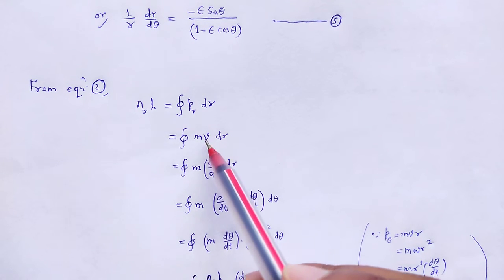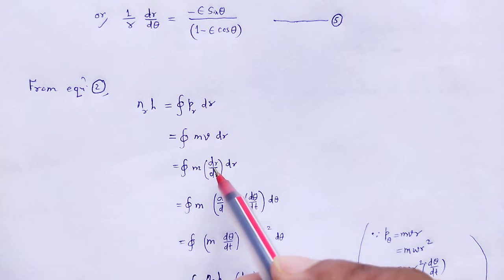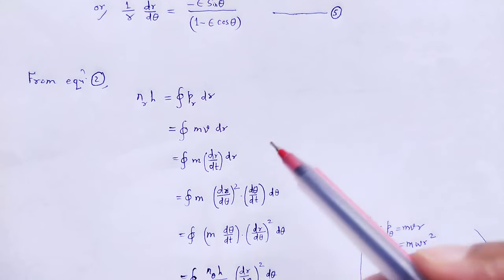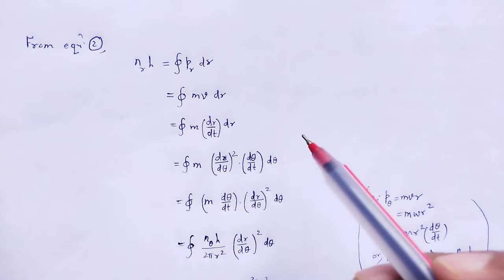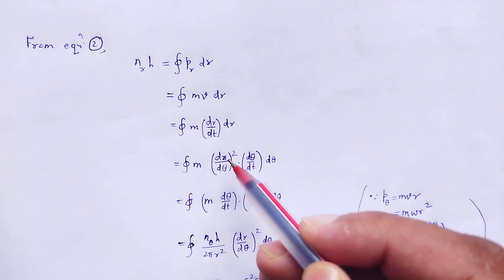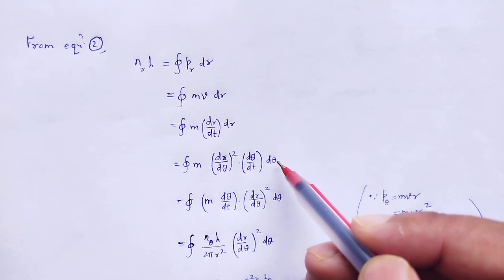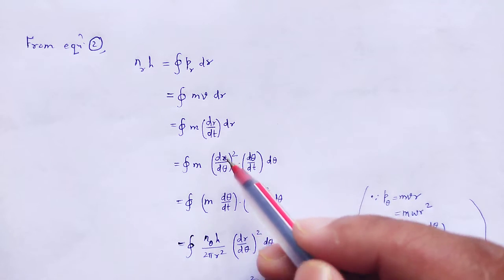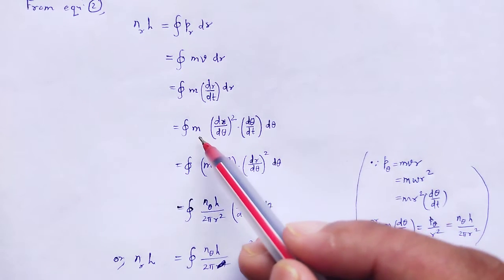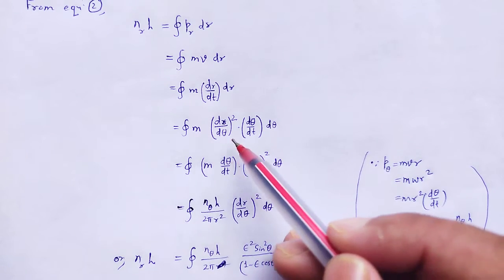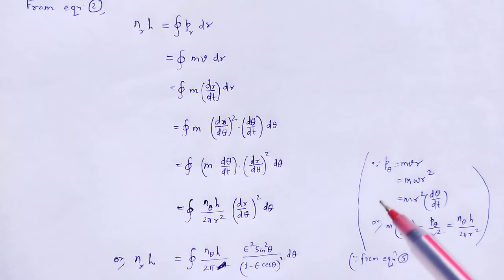In place of v, that is the rate of change of distance dr by dt. Again, in place of dr by dt, we substitute dr by d theta into d theta by dt, into d theta. There will be no such change. We use the chain rule here and arrange as m d theta by dt into dr by d theta whole square d theta.